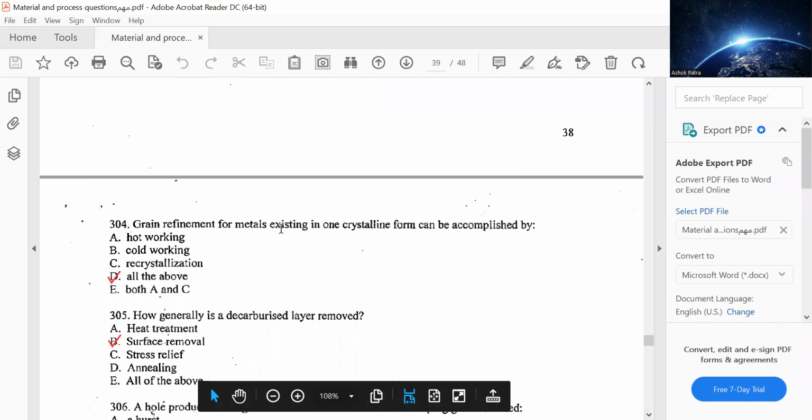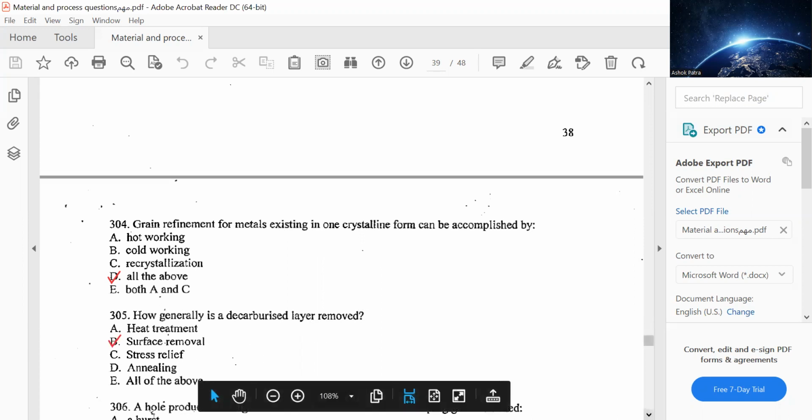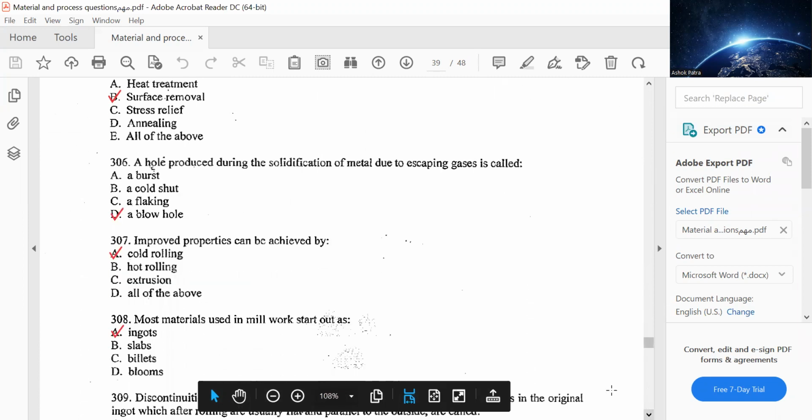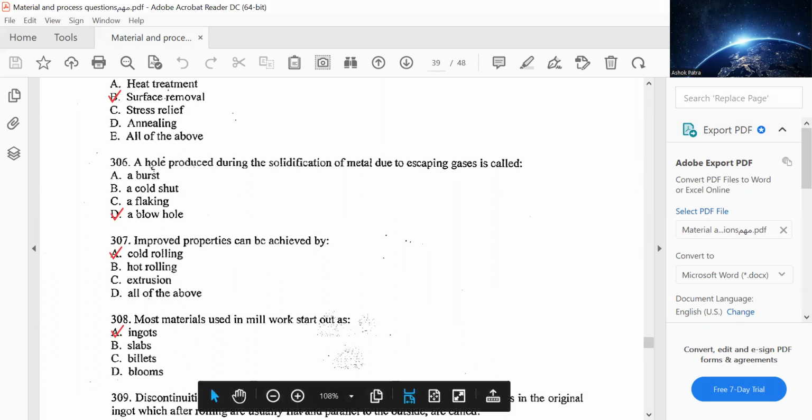Grain refinement for metals existing in one crystalline form can be accomplished by hot working, cold working, crystallization, all of the above. How is a decarburization layer generally removed? Surface removal. A hole produced during the solidification of metal due to escaping gases is called a blowhole. Improved properties can be achieved by cold rolling. Most materials used in millwork start out as ingots.